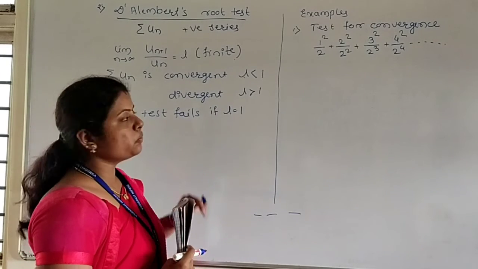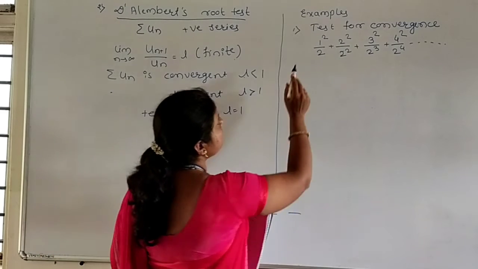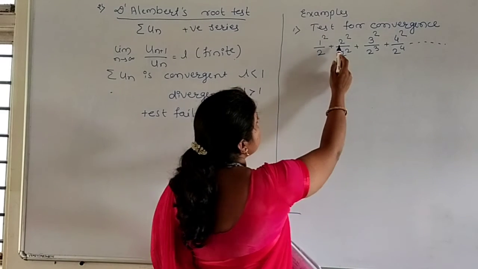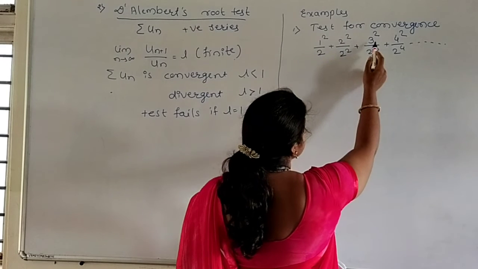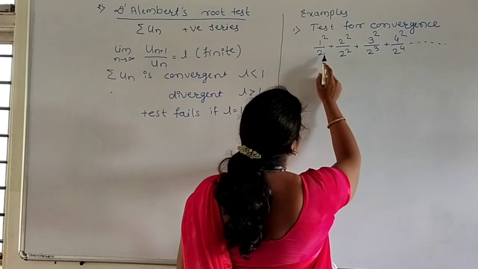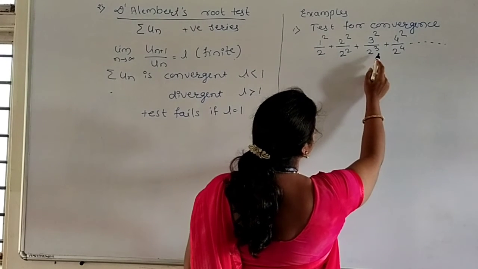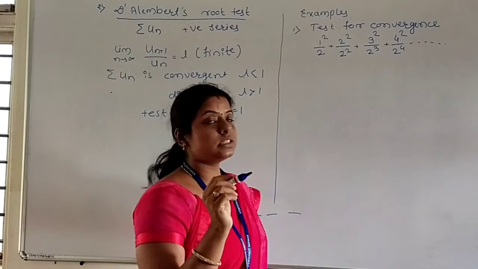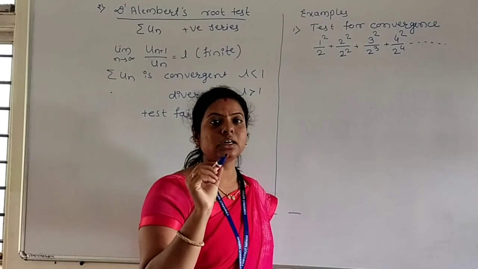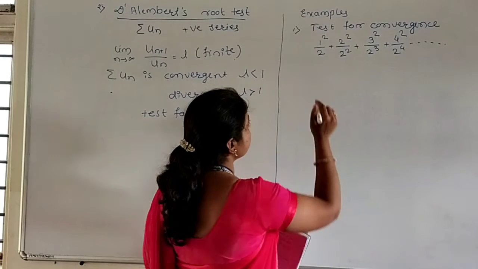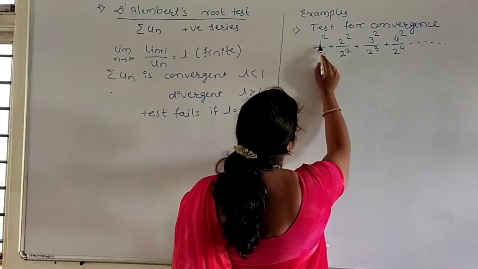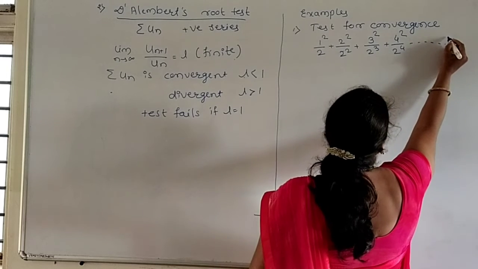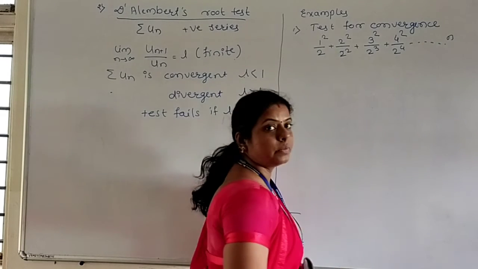By taking this, we have to see an example to test for convergence. 1 square plus 2 square plus 3 square plus 4 square divided by 2, 2 square, 2 cube, 2 raised to 4, and so on. Before writing this, you have to take the nth term of this series. See here, 1 in the numerator, 1, 2, 3, 4. The terms are there.